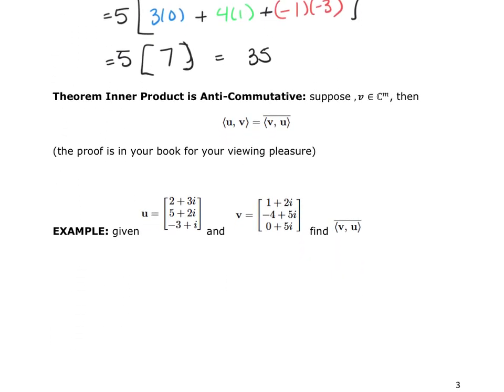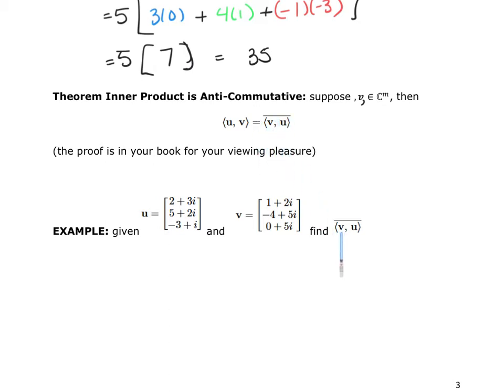So on this one, we want to look at the inner product as anti-commutative. Suppose we're doing the inner product of u and v, both entries in the complex plane. Then what I have is my inner product of u, v is going to be v multiplied by u, and then of course it's going to be the conjugate of that answer.